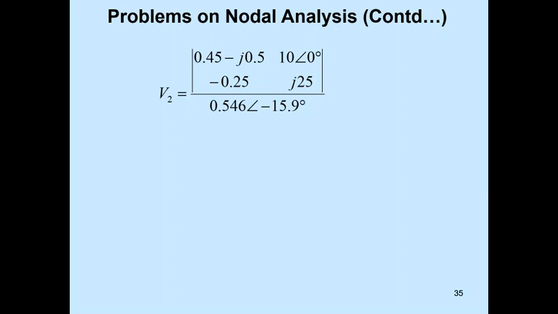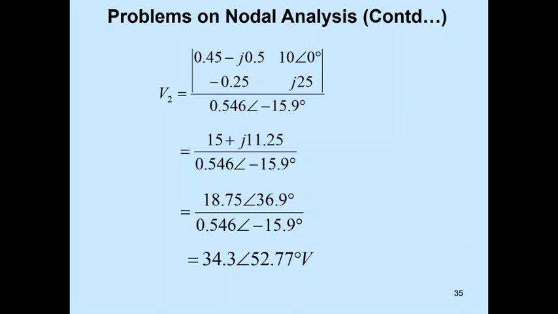Similarly, V2 also we can find out, and V2 is equal to 15 plus J 11.25 divided by 0.546 at an angle of minus 15.9. So by solving that, we are getting 34.3 and 52.77. So like that, we can find out this V1 and V2 by writing two nodal equations, putting into the matrix form, and by applying the CRAMERS rule, we can find out that V1 and V2.